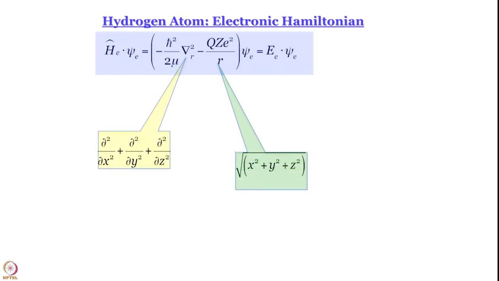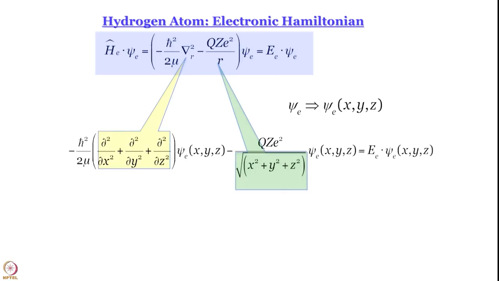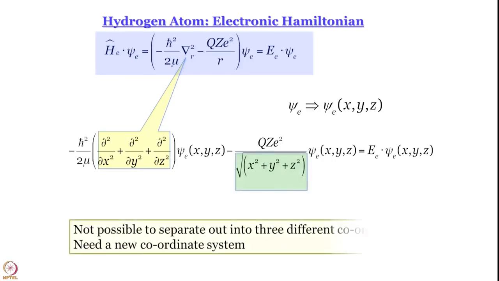The second term is minus qz square by r, and r is square root of x square plus y square plus z square. And that is a problem, because this electronic wave function, which is a function of x and y and z, if you try to separate it out in terms of something like psi e of x multiplied by psi e of y and multiplied by psi e of z, this term in the Schrodinger equation is going to create a problem, because you cannot break it down into something in x multiplied by something in y into something in z. How do you do that with square root of x square plus y square plus z square? So, because of this problematic term, it is not possible to separate out the Hamiltonian into three different coordinates.